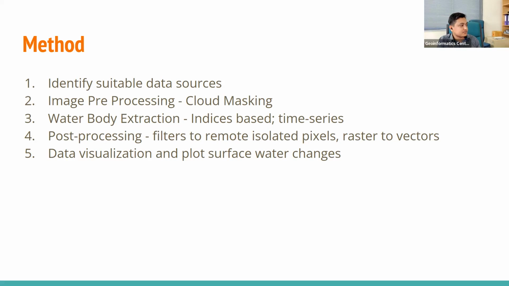The second last step is post-processing. We'll use some filters to remove isolated pixels. When we try to detect the water, there will be some noise around the water bodies. Those small isolated pixels are not truly representing the water, but simply noise, so we try to eliminate those pixels. The final operation is raster to vector. If we are working with raster operations, all the input and output are rasters, so we want to convert that to a vector data type like shapefiles, so we can also work in our GIS application. And the last step is of course data visualization, and we will plot the surface water change to understand the trend.